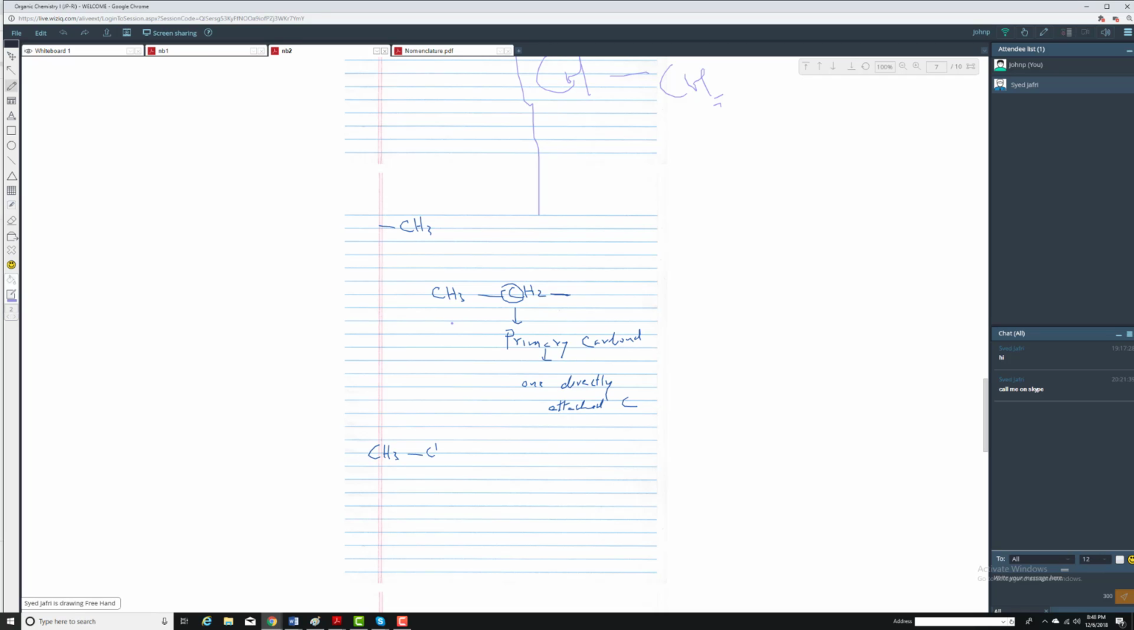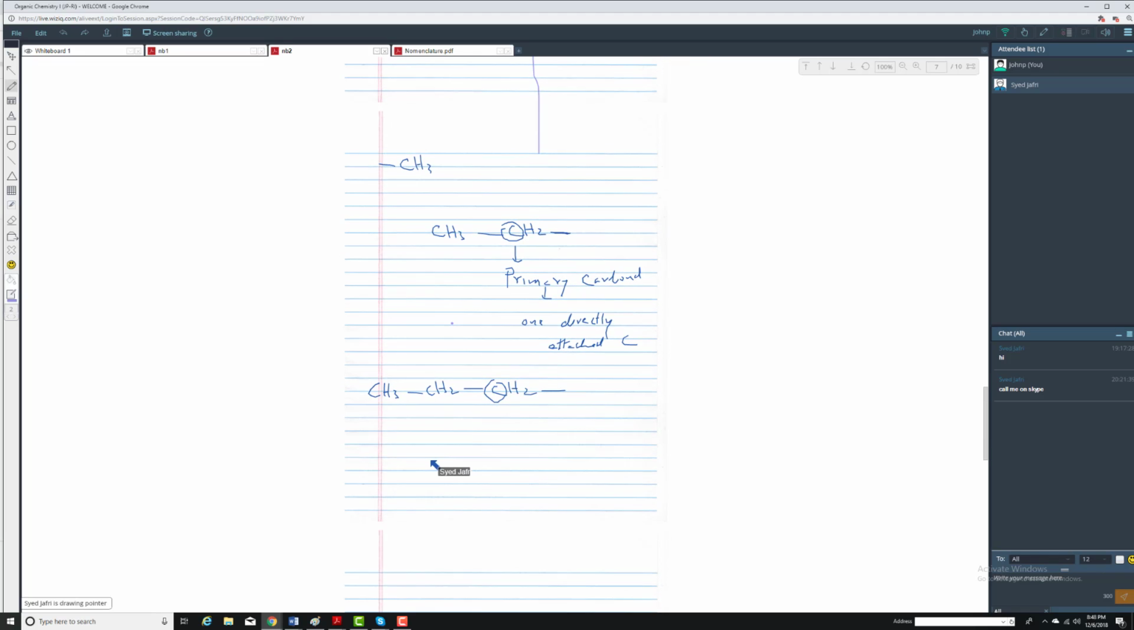CH3, CH2, CH2. What about this carbon? It is second. Why? It is directly attached with only one carbon. The free bond is here, am I right? This carbon is attached directly with this one. Can you see? Let me explain this.